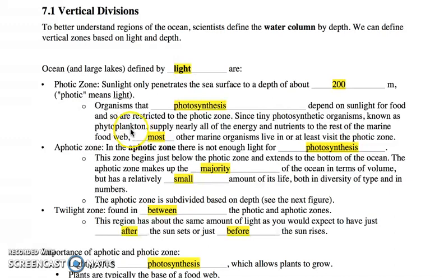This plankton word here technically means wandering. So these plants can't swim, so they're going to go wherever the mercy of the current takes them. The aphotic zone is an area where there is not enough light for photosynthesis. There might be some light present at the top of the aphotic zone, but not enough to have photosynthesis occur.